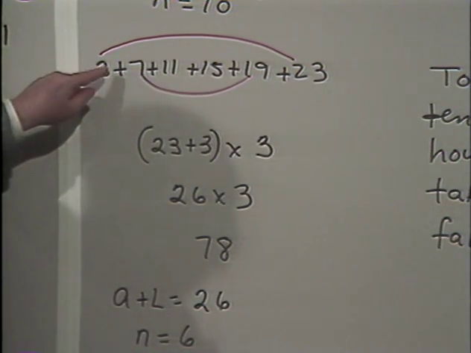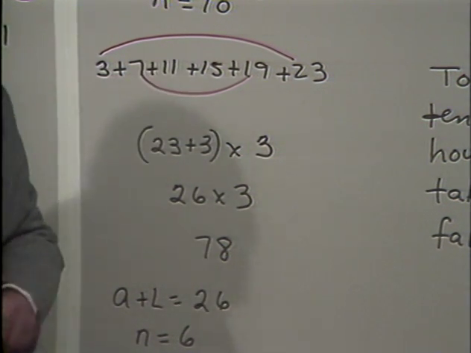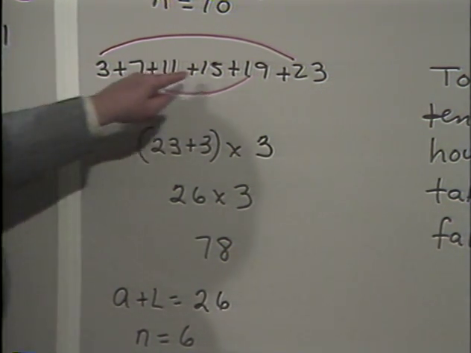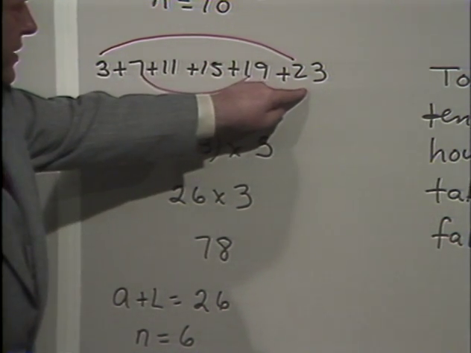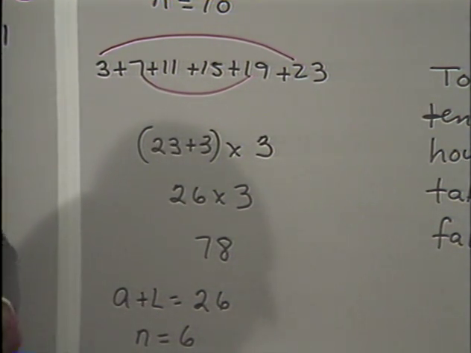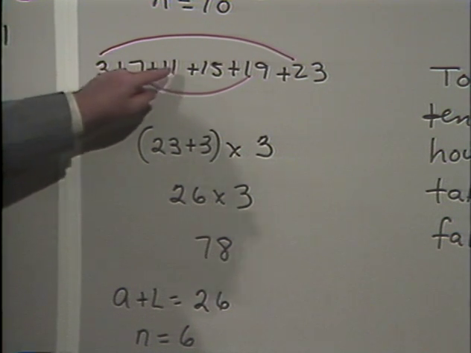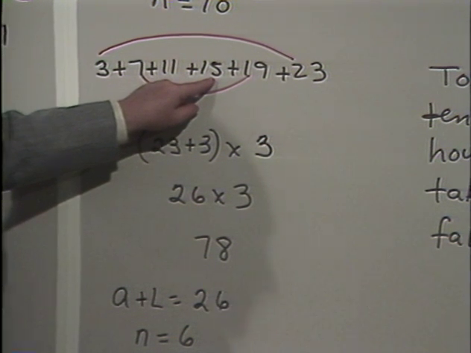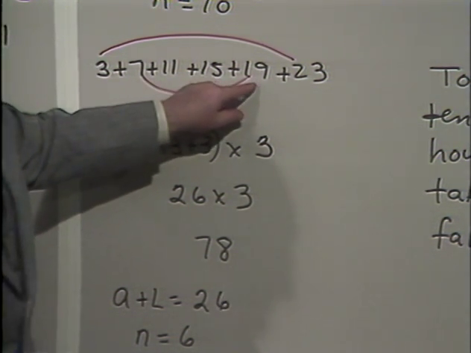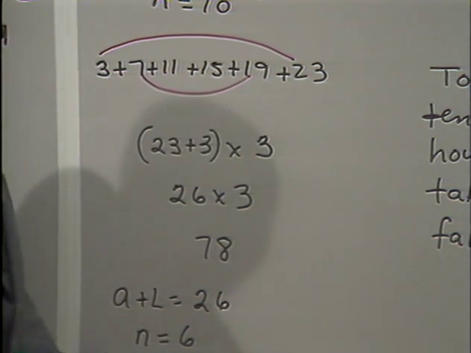So you see, if I add the first number and the last number, that's what each pair is going to add up to. And how many pairs do I have? Since I have 6 numbers, there are 3 pairs. So a quick way of adding this is to say what? 23 plus 3 is 26. There are 3 pairs. 26 times 3 is 78. Let's check that. 3 plus 7 is 10, plus 11 is 21. 21 and 15 is 36. Well, I hate doing this stuff live if I make a mistake, golly. 36 and 19 is 55. 55 and 23 is 78.